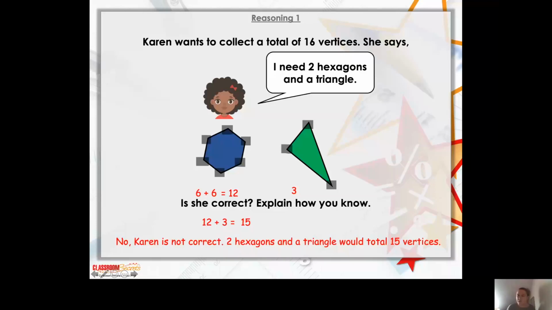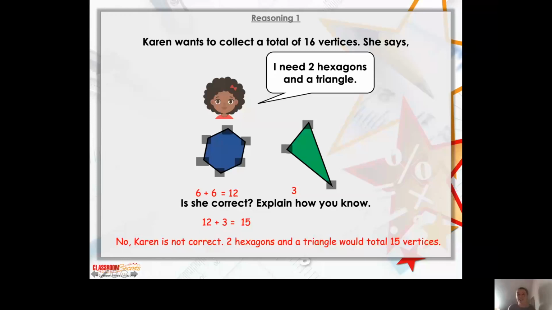Now, here's a question for you. What can we change the triangle for to make sure that she does have 16 vertices? So instead of having 3 vertices on our shape, we now need to have 4 because we need 1 extra vertex. What shape has 4 vertices? Oh yes, we could use a square or we could use a rectangle. Fantastic, well done. That was an extra little extension question for you.